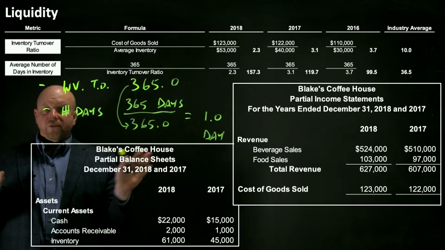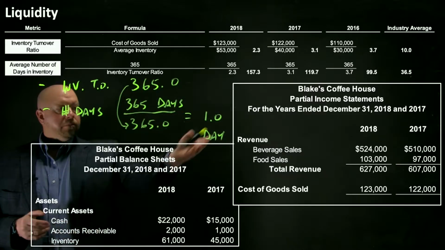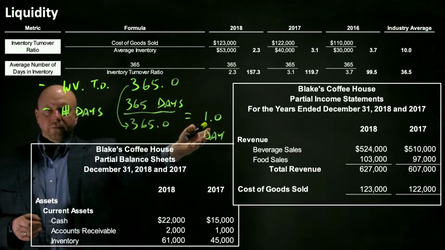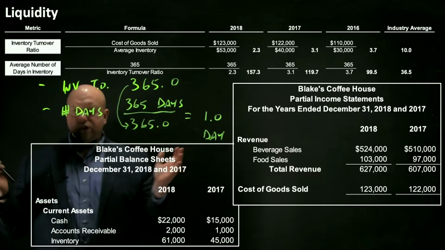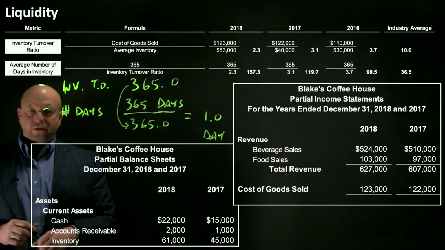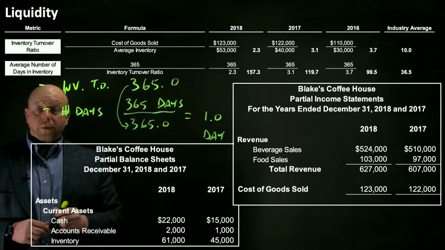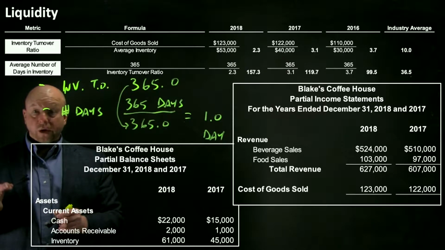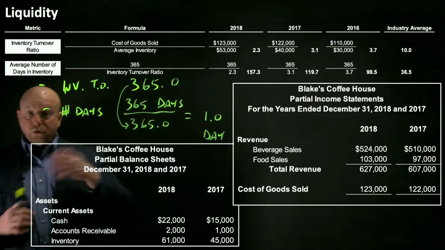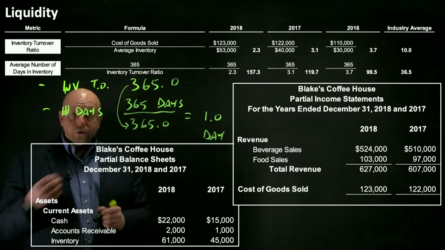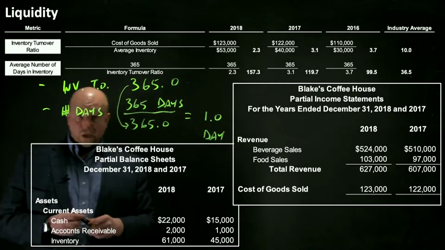Now, industry average makes a huge difference here. If you're a car dealership, 1 day is not realistic, right? If you're Boeing or Airbus making large jetliners that take over a year to manufacture potentially, then 1 day is obviously unrealistic. But for a restaurant or some company that has perishable goods like a produce market or a butcher shop, something like that, we would expect to see the number of days be lower.